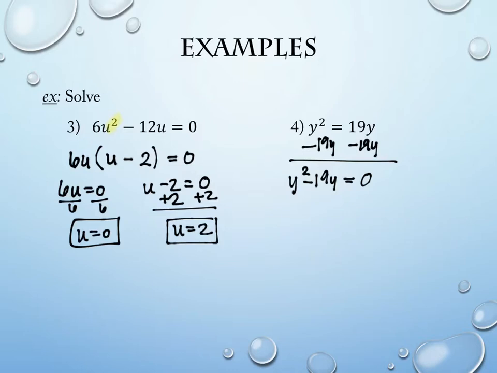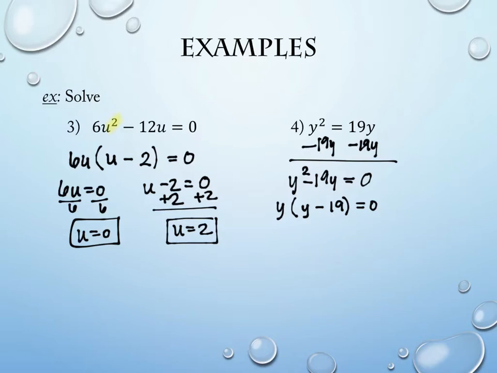Okay, now it actually looks a lot like problem 3 that we just did. Right? Everything's on the same side, equals 0 on the right. What do the two terms have in common? Just a y this time, right? And if I take a y out, what will I be left with? Fabulous. y minus 19.